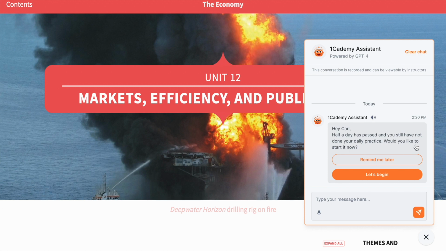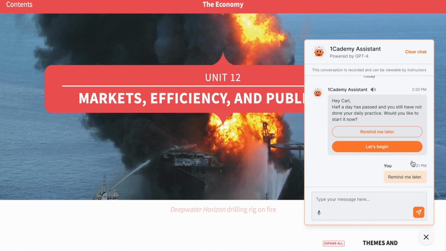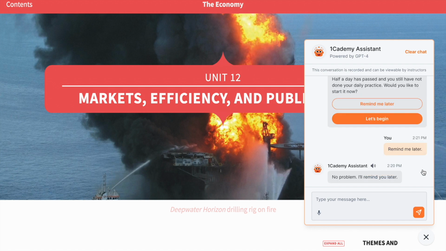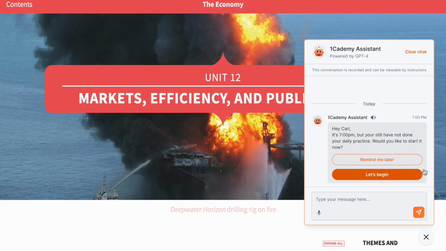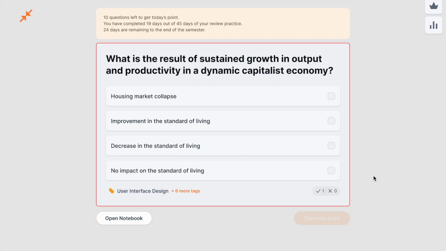The assistant provides reminders about the user's daily practice. The user can ask to be reminded later or start the practice now. If the user decides to practice later, they will receive a reminder in a few hours. The user decides to begin the practice.